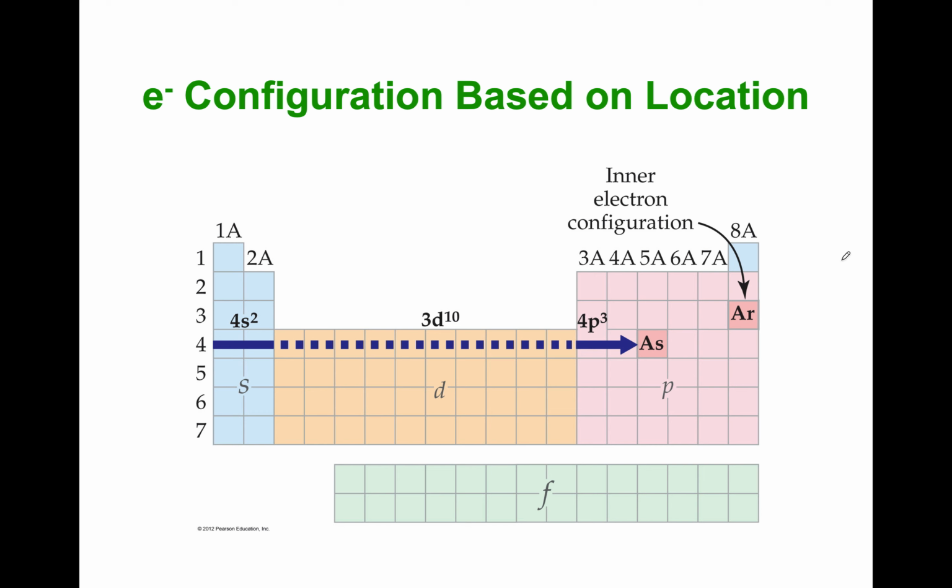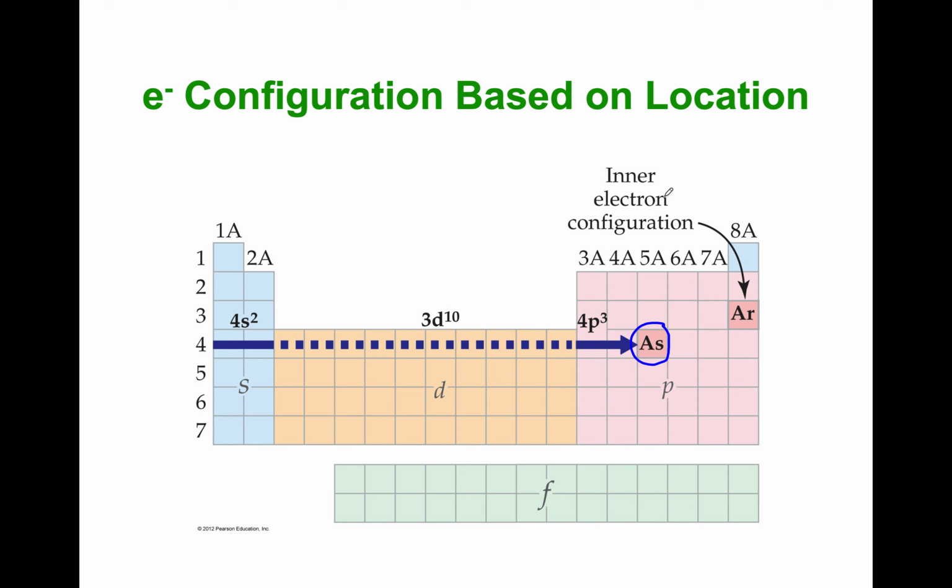So what I was saying earlier, it's hard to visualize now. You can see it a little bit better. You take the question, what's the electron configuration for arsenic? And you can work through. This is the S block. This is the P block. This is the D block.